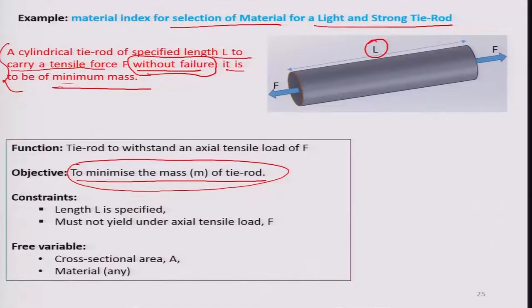Now, free variable. Free variable is the cross sectional area. Okay, because in the problem statement cross sectional area is not mentioned. It means you can choose any dimension of the cross section of your tie rod, and you can choose any material. Okay, now within this environment, with the objective of minimizing the mass of the tie rod and this constraint, which material will be good, that is what we have to decide.